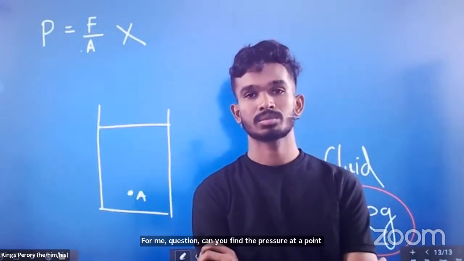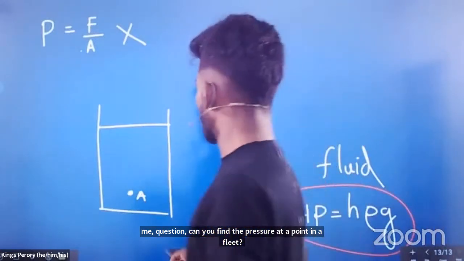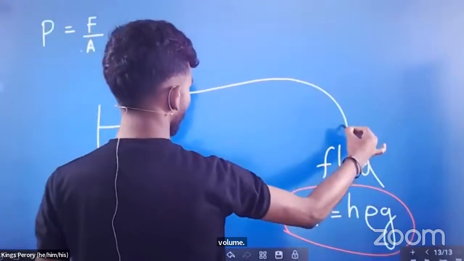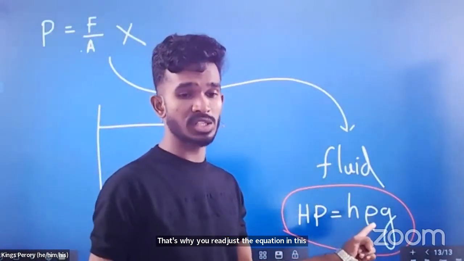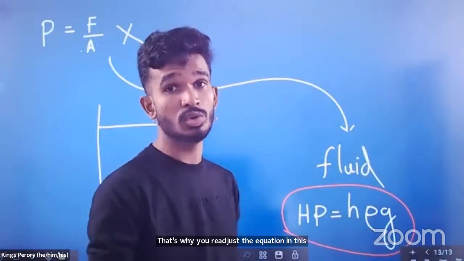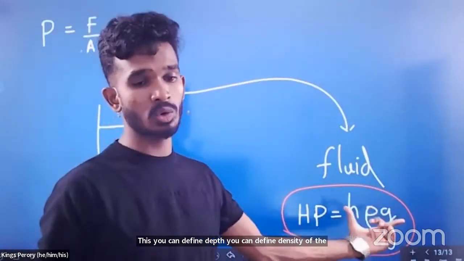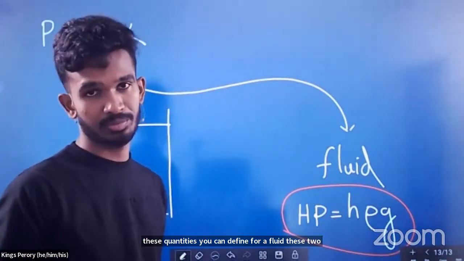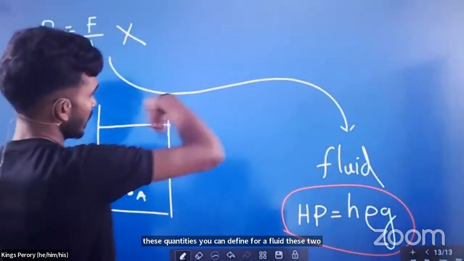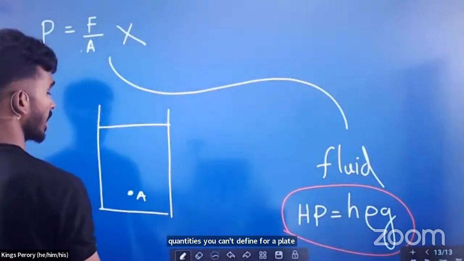No. That's why you readjust the equation into this. Now this you can define. Depth you can define, density of the fluid you can define, gravitational acceleration you can define. These quantities you can define for a fluid. These two quantities you can't define for a fluid. Therefore, you rearrange the equation and obtain it. How do you rearrange the equation and obtain it?